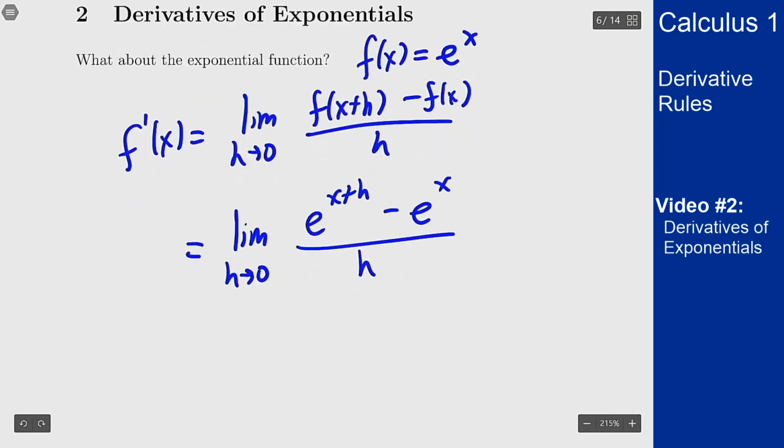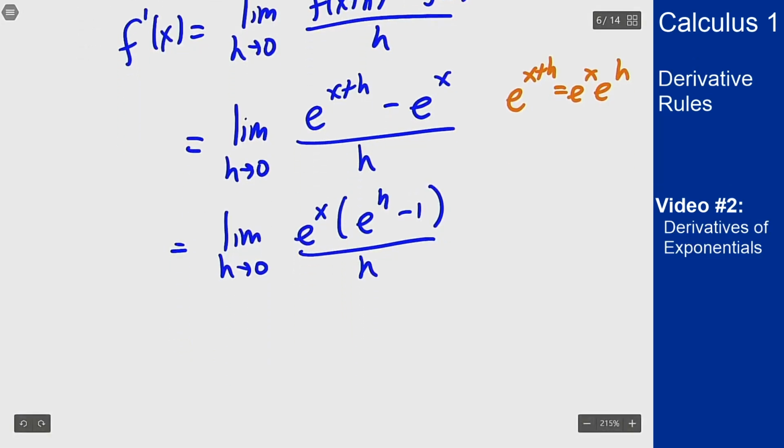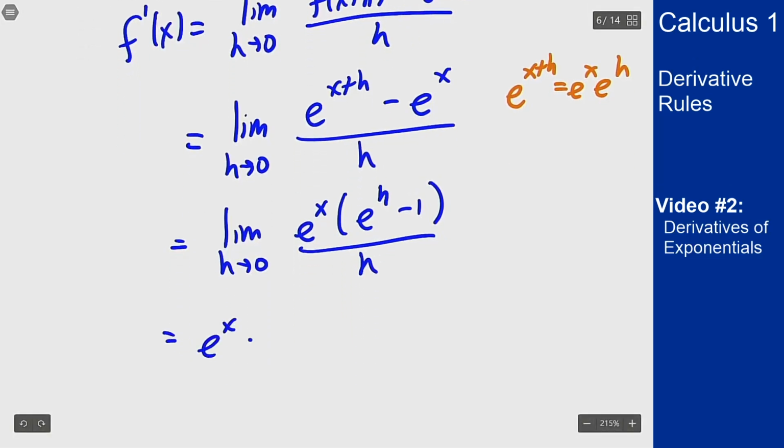And I can simplify this a little bit by pulling an e to the x out of the top, because e to the x plus h is e to the x times e to the h, so I can factor e to the x out of everything there. So then I'll get this as the limit as h goes to 0 of e to the x times e to the h minus 1 all over h. And since this e to the x does not depend on h, and my limit is in h, I can move that out front too. So I'll have e to the x times the limit as h goes to 0 of e to the h minus 1 over h.